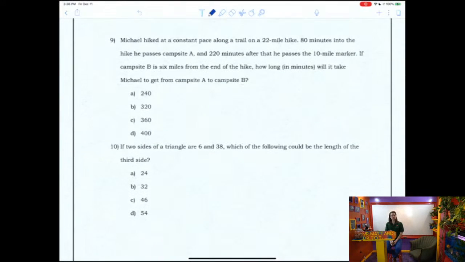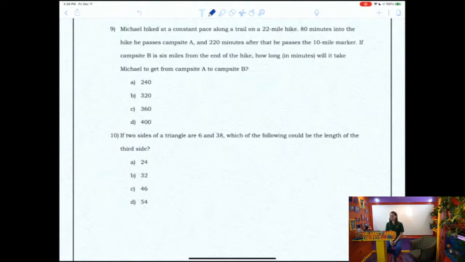If you have any questions, then please let me know. Otherwise, let's look at 9 and 10, and we'll circle back to the other problems.